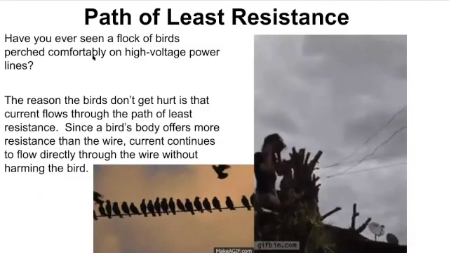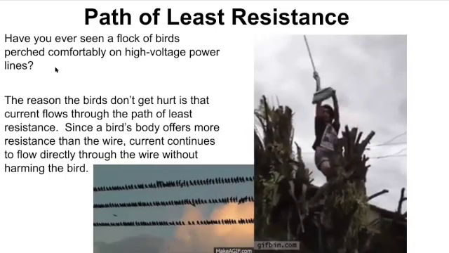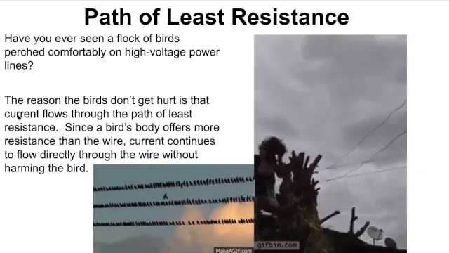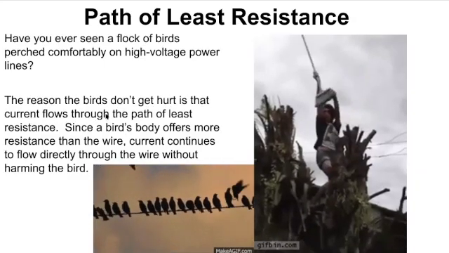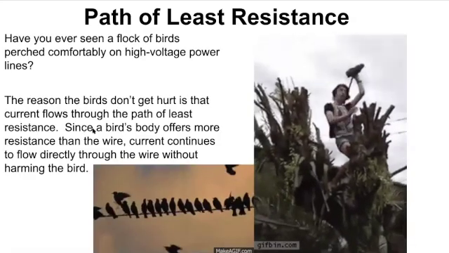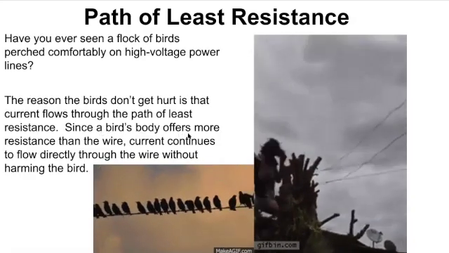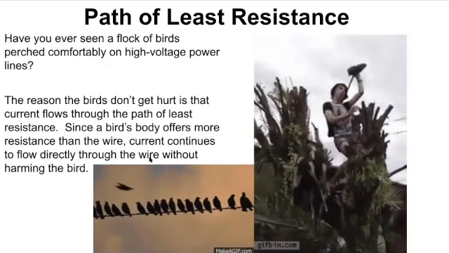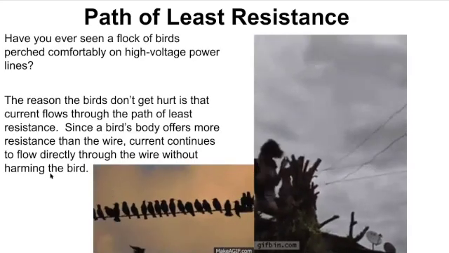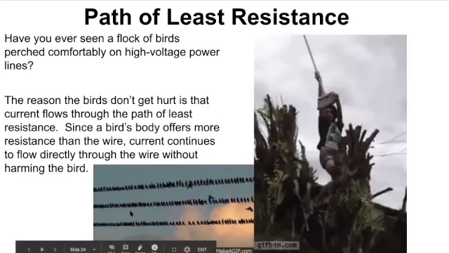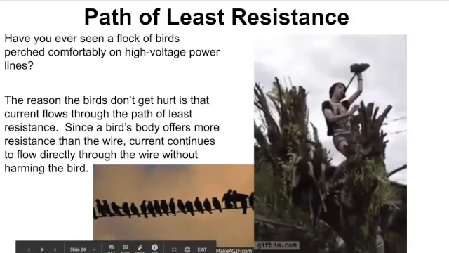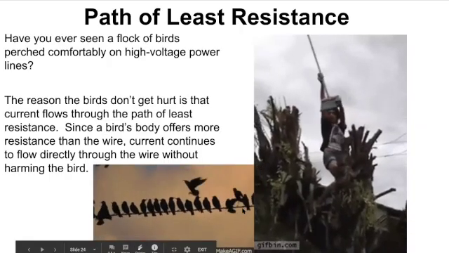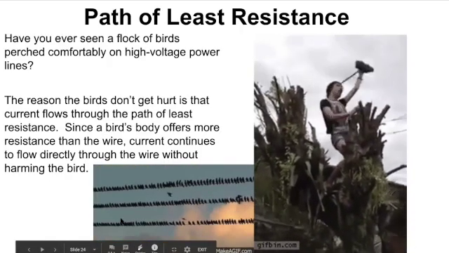Let's talk about birds. Have you ever seen a flock of birds perch on a high voltage power line? The reason the birds don't get hurt is because the current flows through the path of least resistance. Since a bird's body offers more resistance than the wire, current continues to flow directly through the wire without harming the birds. So basically, there is no benefit for the electricity to go through a bird and then continue on through the wire. It knows that its shortest path is just to continue along this straight wire.